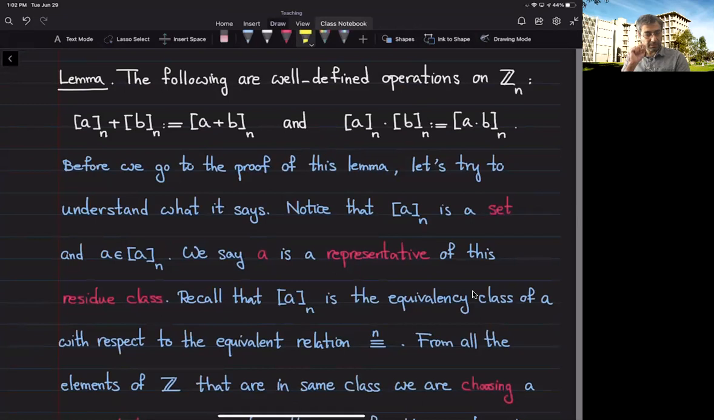I define the summation of residue classes of A and B to be the residue class of A plus B. Similarly, I let the product of the residue classes of A and B be the residue class of A times B. Now, there are a lot of subtleties here. One has to be extremely careful in this kind of definition. Let me point out what the subtleties are.